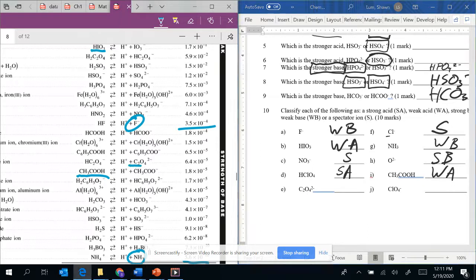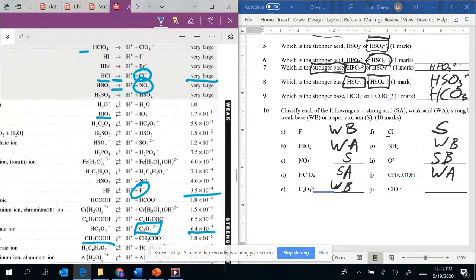C2O4, weak base. We're so used to seeing that OH is the base, but that is kind of the Arrhenius definition of what an acid and a base is. Now we're talking about the Bronsted-Lowry definition. So C2O4 doesn't have the OH there, but it will accept protons, and that makes it a base. Since it doesn't fully ionize, it's weak.